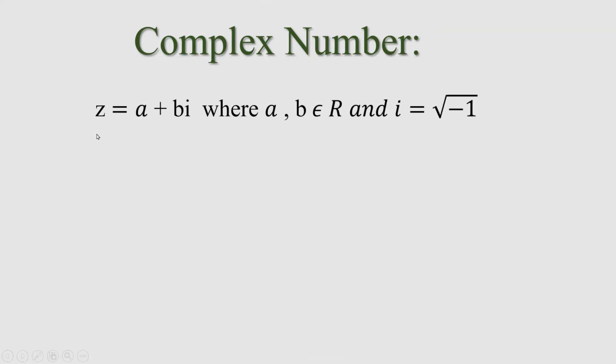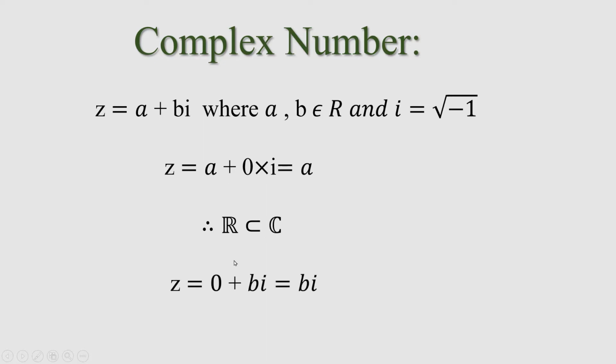Complex number. If z is a complex number, then z equal to a plus bi, where a is a real number and i is the imaginary unit, or indeterminate. And i is equal to square root of minus 1. This a and b are real numbers, and we know a real number can be positive, negative, 0, etc. If b is equal to 0, then z equal to a, that means z equal to a real number. So it is observed that the real numbers are a subset of the complex numbers.